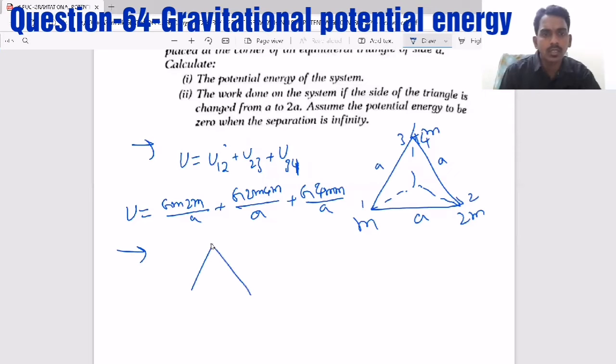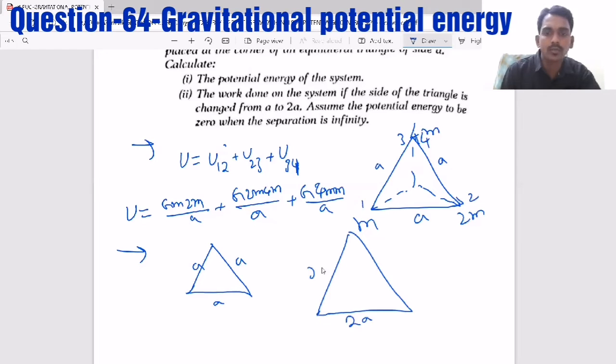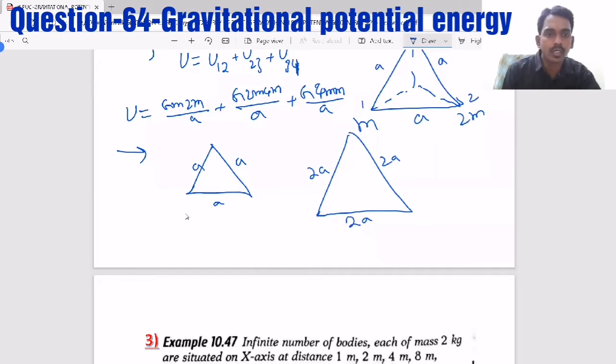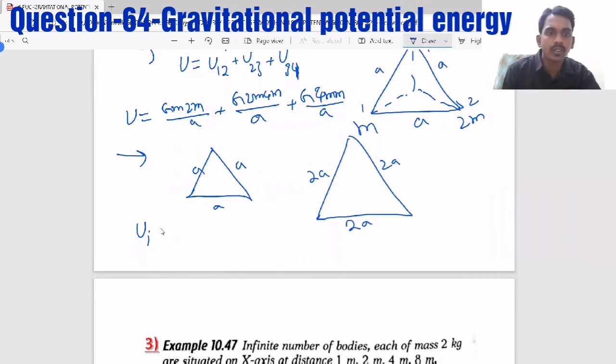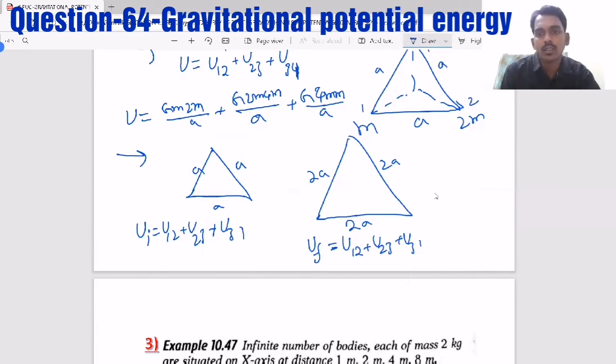Now, initially the side length is A. Now you are moving the particles apart such that the side length becomes 2A. That means there is some initial total potential energy, again the combination U12, U23 plus U31, but with a separation A, the same as what we calculated. Now there is a final potential energy, again U12, U23 plus U31, the same thing, but instead of A, 2A will come here. So the work done will be final minus initial.